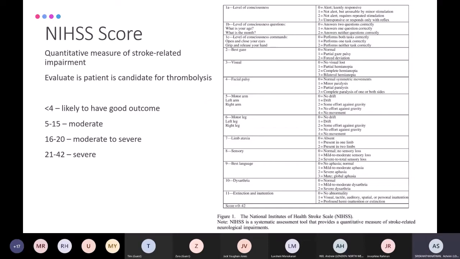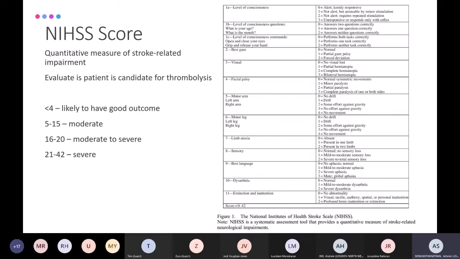Another key thing that you guys need to know is the NIHSS score. This is what's used to measure the level of impairment you get from a stroke. It's also used to evaluate if a patient is a candidate for thrombolysis. And typically for thrombolysis, it has to be within 4.5 hours of onset of the symptoms.